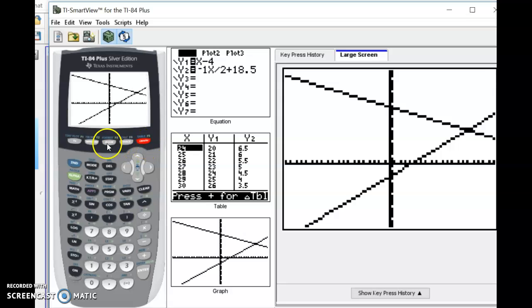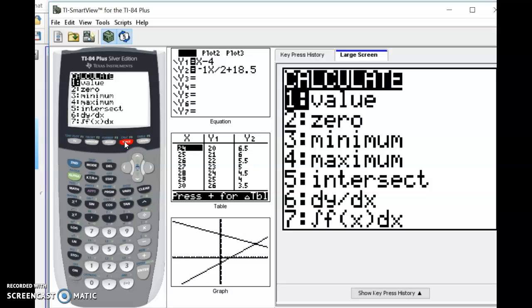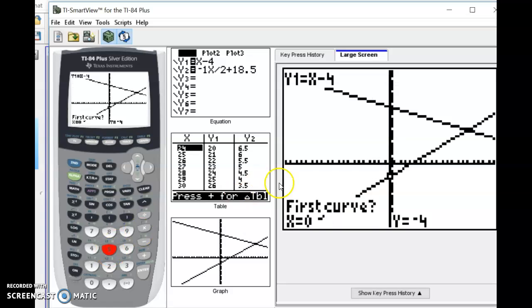All right, so now how do we find where they intersect? Again, second trace, okay? Second trace brings up our calculating features. Go down to number 5 or just press number 5.